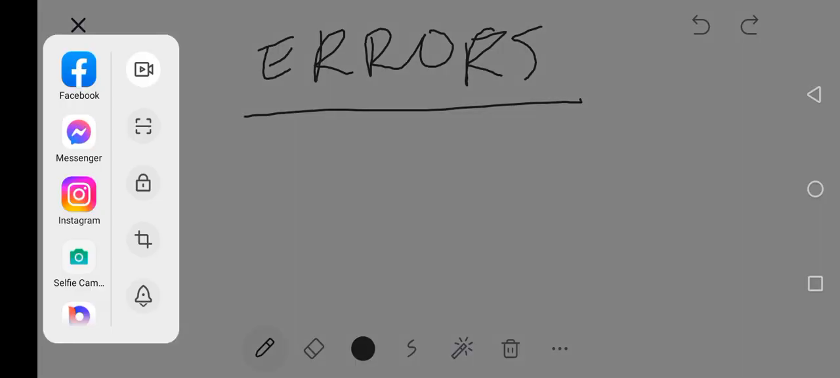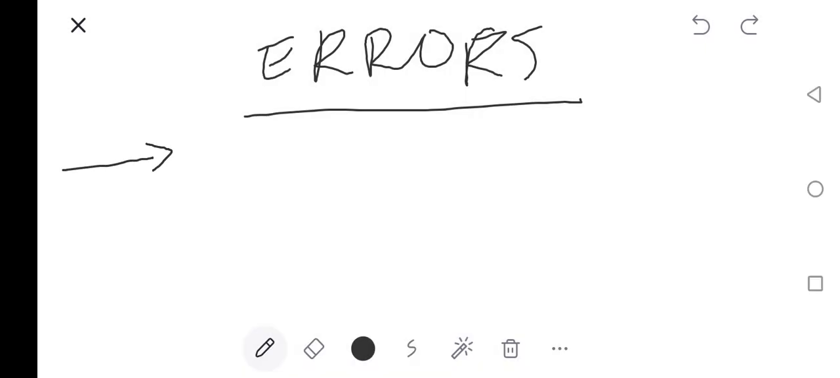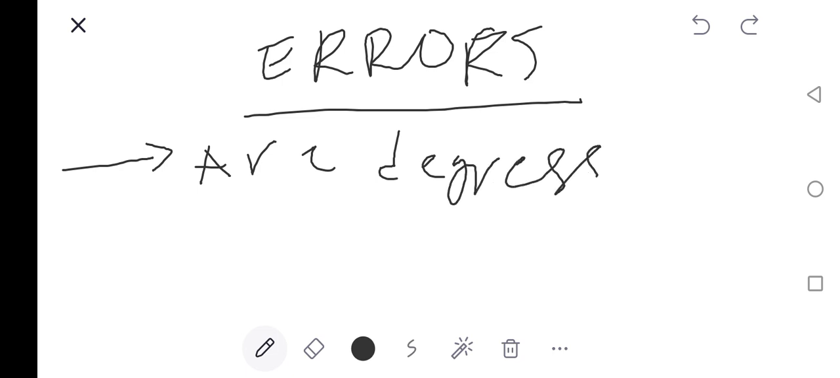Madam Selina, what's for you in terms of errors? What comes in mind? I equally think of the word mistakes. Mistakes. Okay. Yeah, that is okay. But in mathematics, errors, we don't say mistakes. We say errors are degrees of accuracy. Errors are what? Degrees of what? Accuracy. Errors are degrees of accuracy.